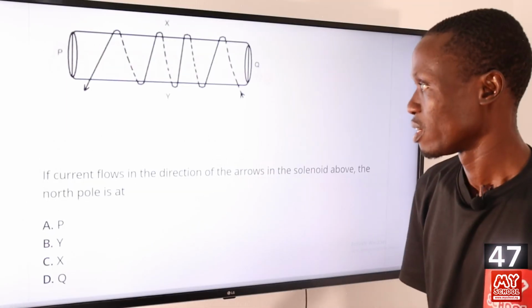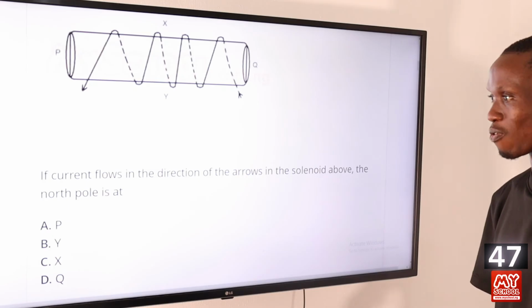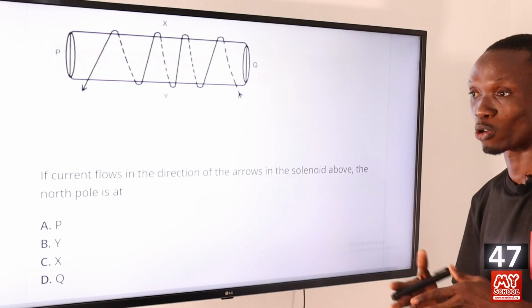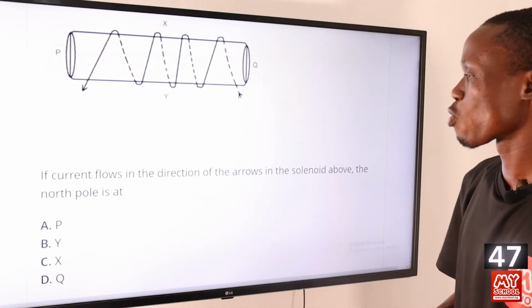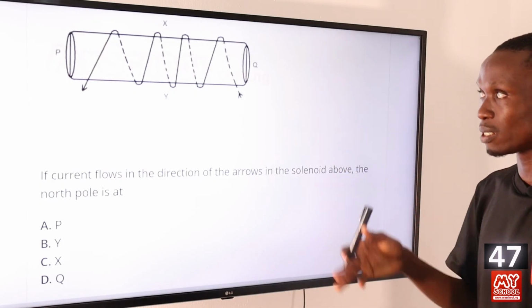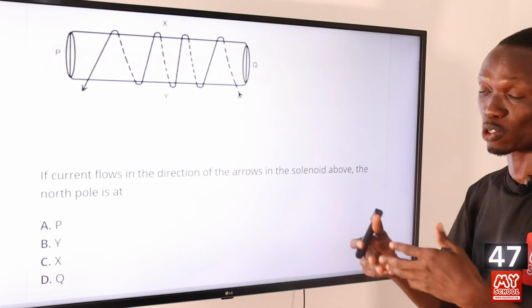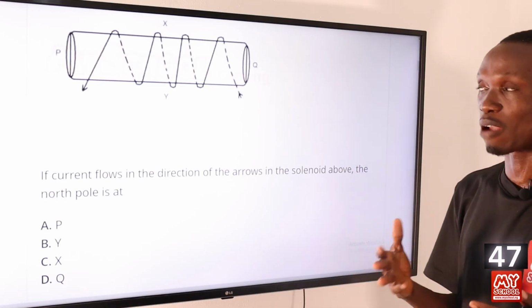Question 47. If current flows in the direction of the arrows in the solenoid above, the north pole is a dash. So a solenoid is a conductor carrying current, a current carrying conductor, right? So for us to determine the direction of the north pole for the solenoid above, there are two methods that we can use. So we can either use a magnet, if it's a live solenoid, right?